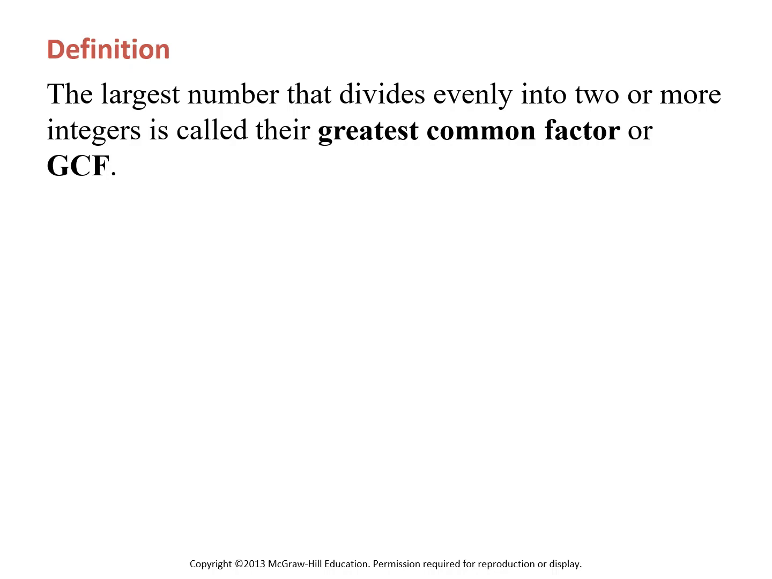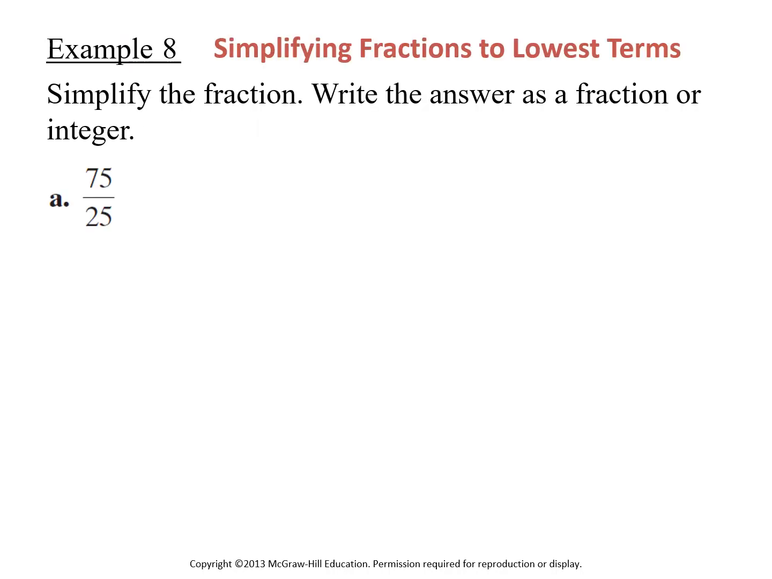The largest number that divides evenly into two or more integers is called their greatest common factor, GCF.